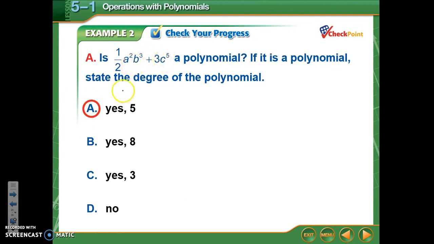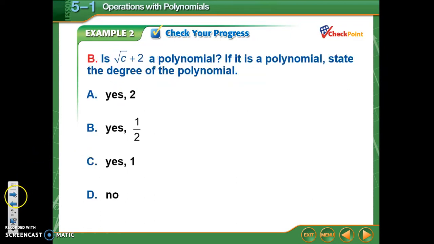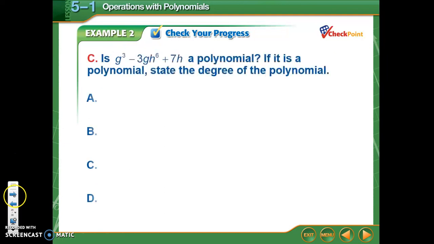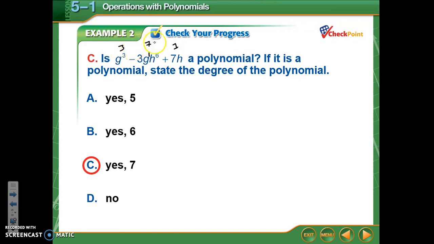Both of my terms here have a degree of 5, so we just say the polynomial has a degree of 5. What about this one? This is not a polynomial because I have a variable under a square root. And this one? This is a polynomial and its degree is 7. Be careful here. Remember that in this term, the exponent is 1, even though it's not written. So the degree of this term is 7, the degree of this term is 1, and the degree of this term is 3. I pick the highest degree term, and that's the degree of my polynomial.